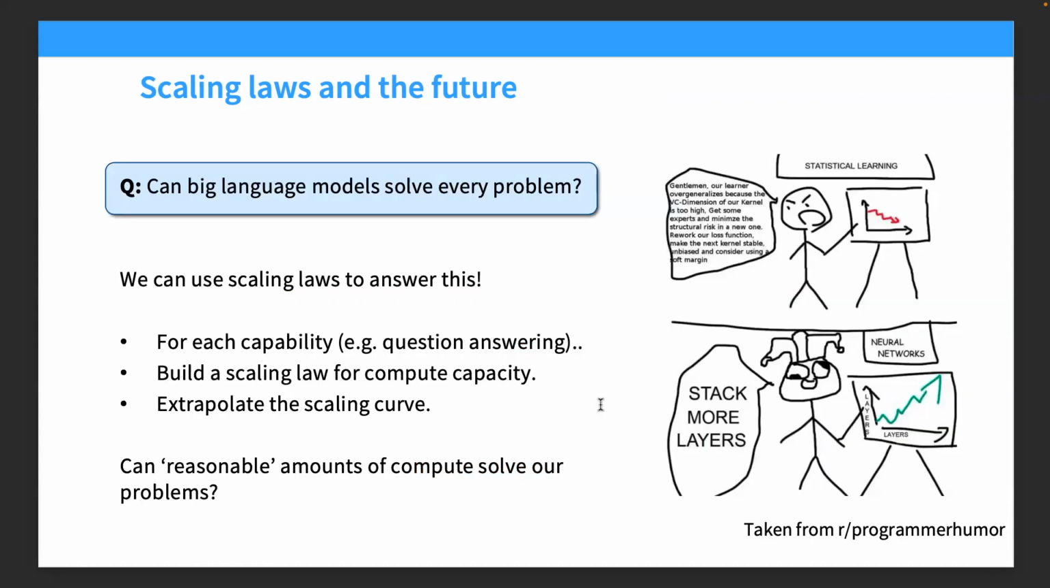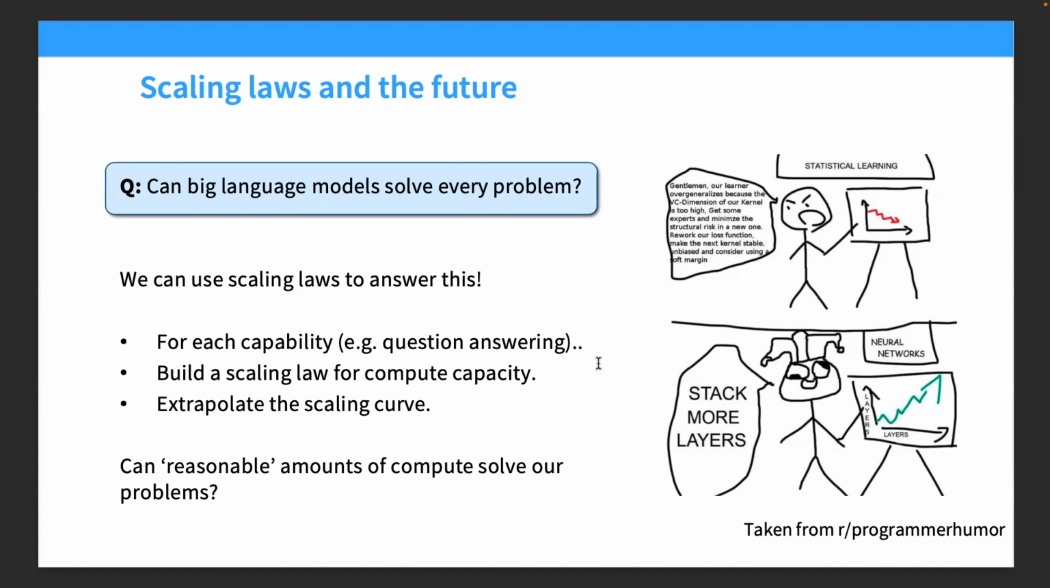Looking at the scaling laws and the future. I think we all have a question: can big language models solve everything? Right? As we grow larger and larger models, can ChatGPT and all the other large language models solve every task, like the NLP tasks and computer vision tasks that we have? Actually, we can use scaling laws to answer this.